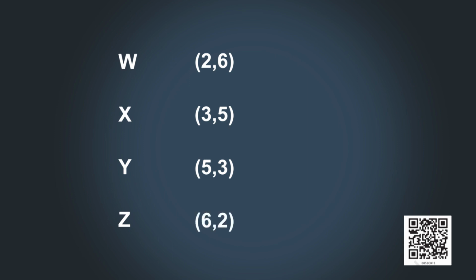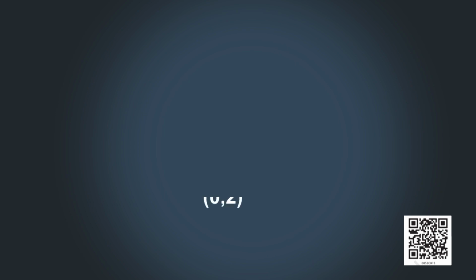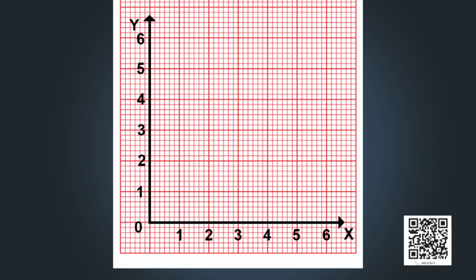Next, we will plot W, X, Y, Z. The coordinates are (2, 6), (3, 5), (5, 3), (6, 2) respectively. W, X, Y, Z lie on a straight line. We will look into one more example. Let's plot (0, 2), (0, 3), (0, 5), (0, 6). All these points lie on a straight line. You can observe that they lie on the y-axis.